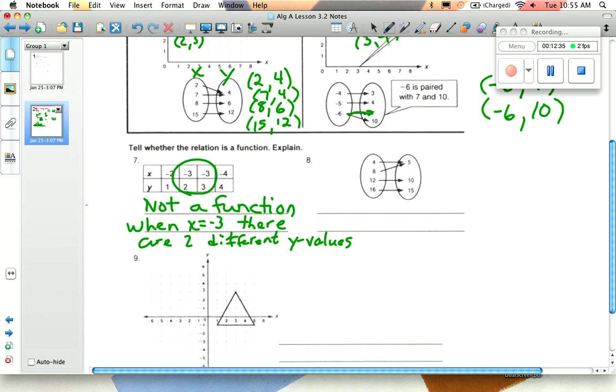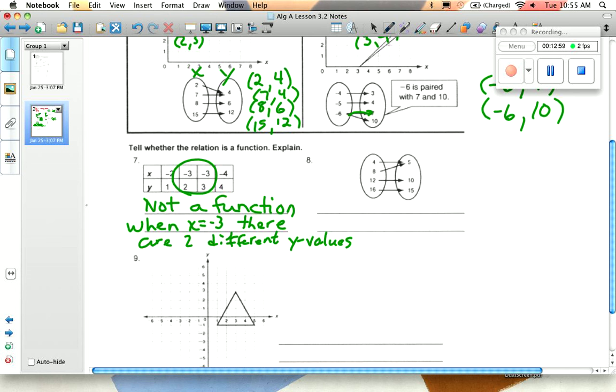Now, if both of those y values had been 2, or both of those y values had been 3, then we would have said, oh, that's not a problem, because they would have both had only one y value, the same y value. So, points can be repeated. This just isn't a point being repeated. It's a different point. Questions on that?